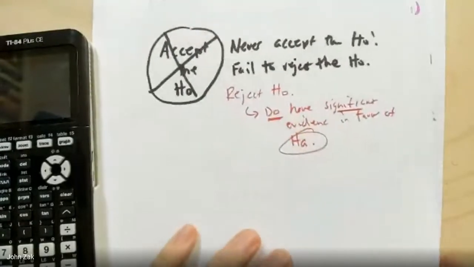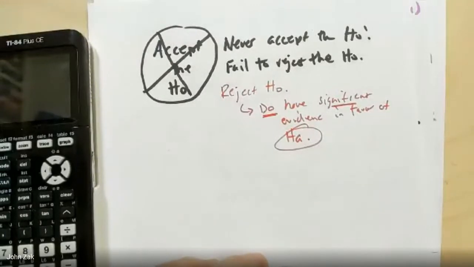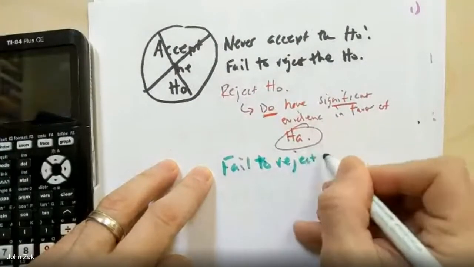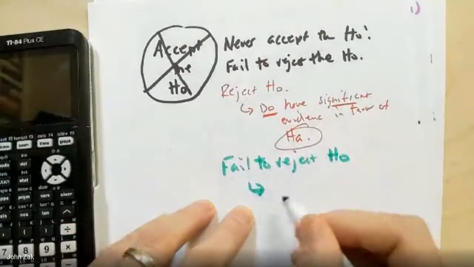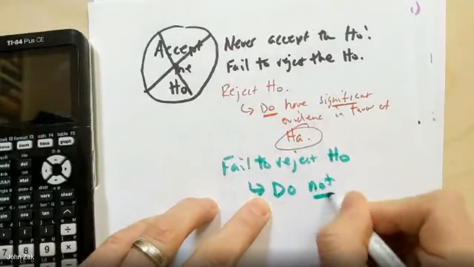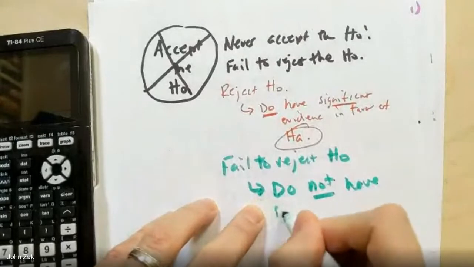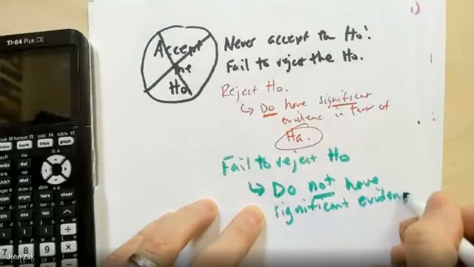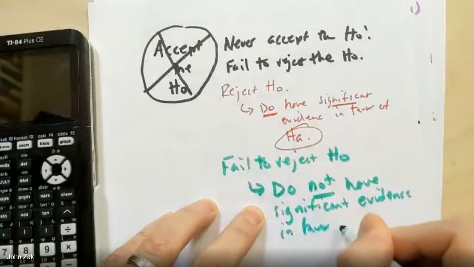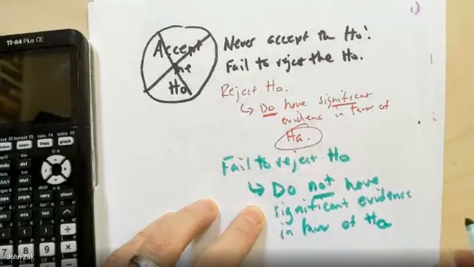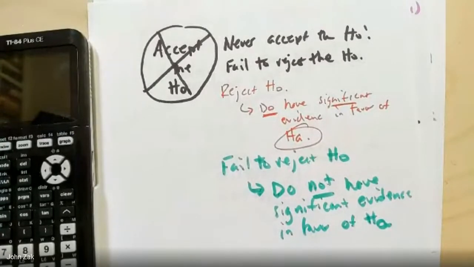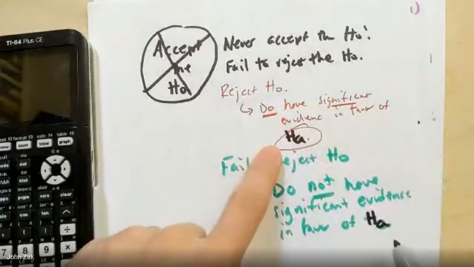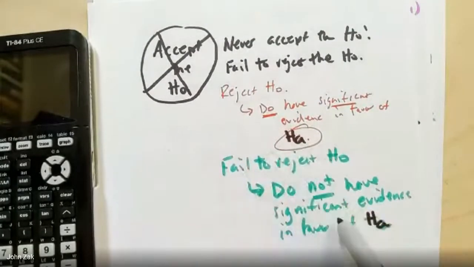Let's look at the opposite, right? If I said fail to reject H0, that would mean we do not have significant evidence in favor of HA, right? But notice in both cases, we're talking about whether or not we have evidence for the alternative HA. We're always trying to collect evidence in favor of HA.